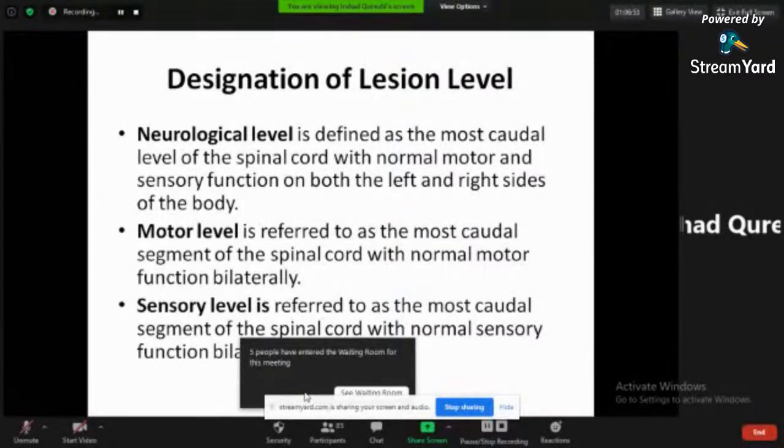Repeat, neurological level, that is the most caudal level of the spinal cord with normal motor as well as sensory function bilaterally, that is the right and left side of the body. Then what is motor level? That is referred to as the most caudal or distal segment of the spinal cord with intact or normal motor function. If you call it normal motor function, that means it should be a grade 5 on manual muscle testing. Sensory level is quite similar to motor level. It is the most caudal segment of the spinal cord with normal sensory function bilaterally. If we say normal sensory function, that means on the sensory grading, it has to be 2. It has a scale of 0, 1, and 2. So normal function is considered to be 2. And motor function normal means on manual muscle testing, there has to be muscle power grade 5.